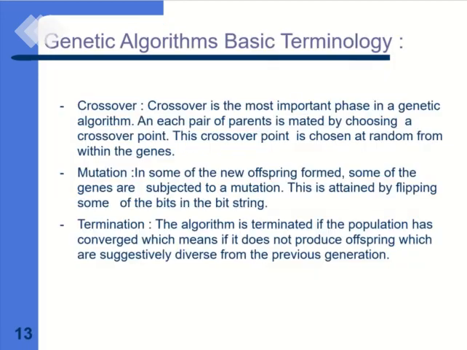Other terms: the crossover, which is the most important feature of genetic algorithms, where each pair of parents is mated by choosing cross points. We will explain it in detail on the next slides. The other term is the mutation, where some of the genes on the chromosomes are subjected to mutation. And last is the termination, where the algorithm is terminated if the population has converged and the optimization has converged.